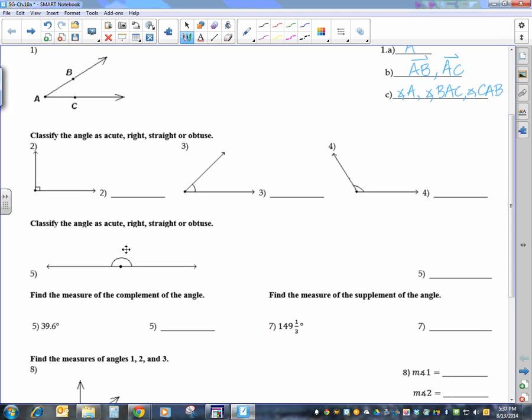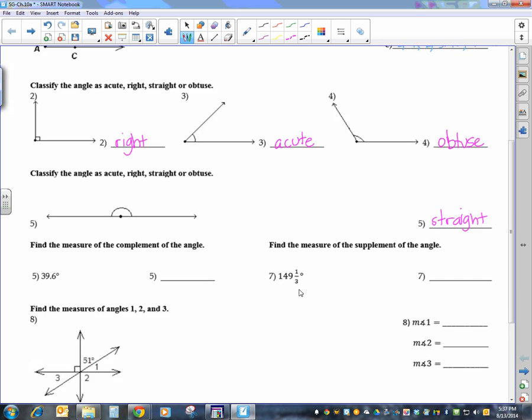Next, we're classifying angles as acute, right, straight, or obtuse. I think everybody knows this is a right angle. This is your acute angle because it's less than 90 degrees. This is your obtuse angle, and this is your straight angle. Straight angle forms a line.